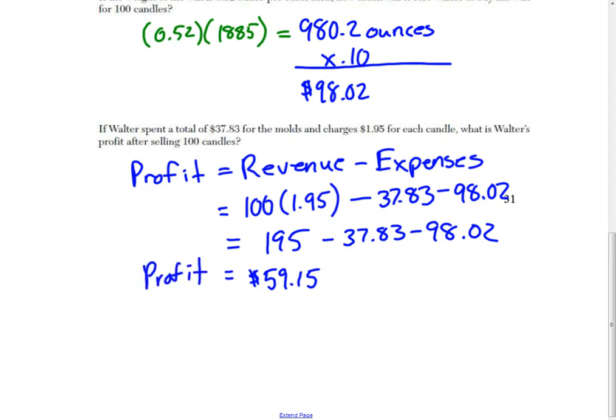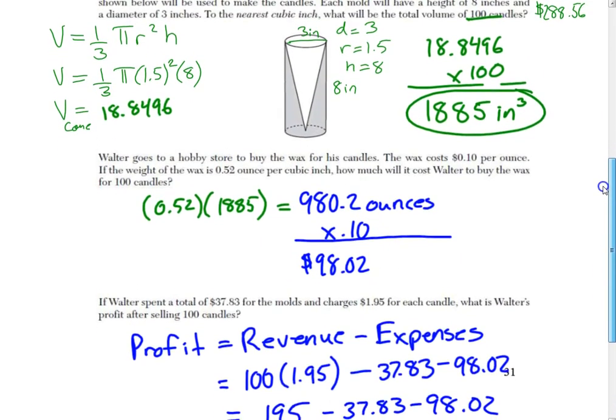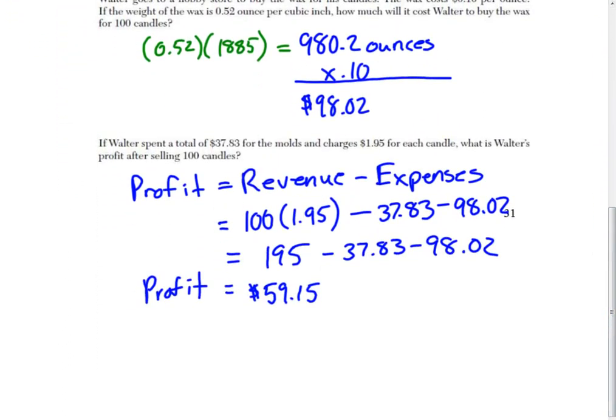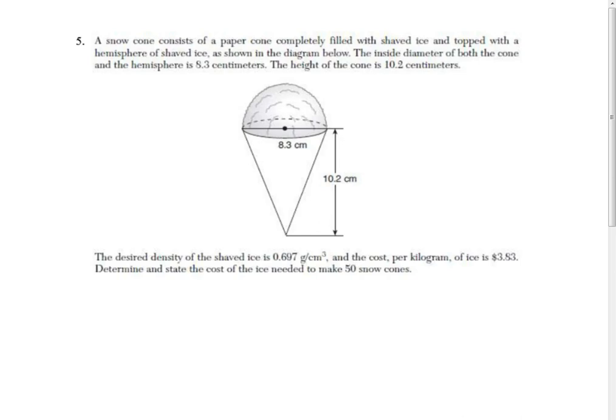So that would be his profit on his business. Very simple calculation. Good to do if you want to start a business. Find out, are you actually making any money? So the money coming in versus the money going out. All right, so a modeling question here. Didn't have to use the density formula, but still some of these same kind of concepts that we've got going on.